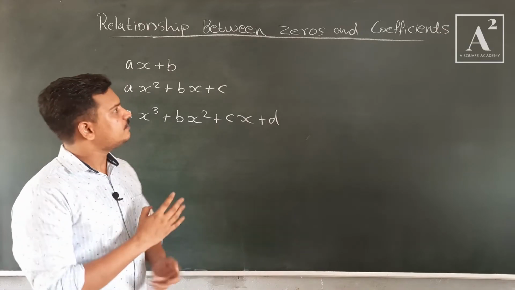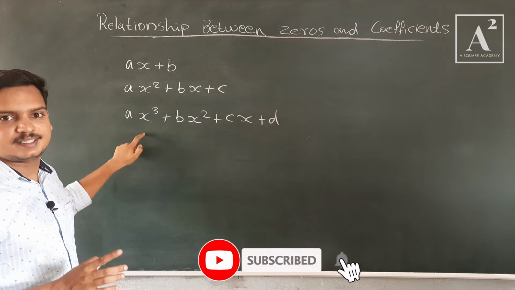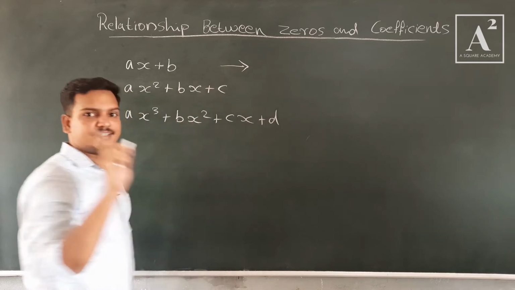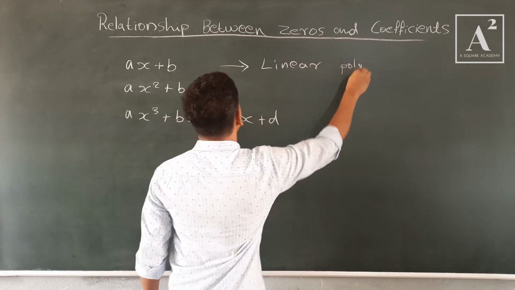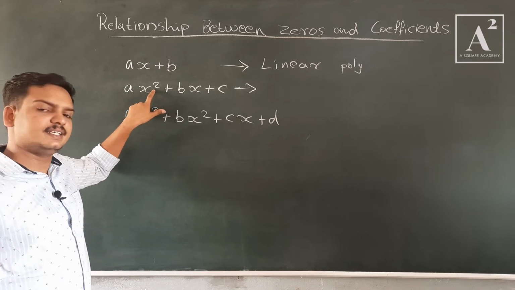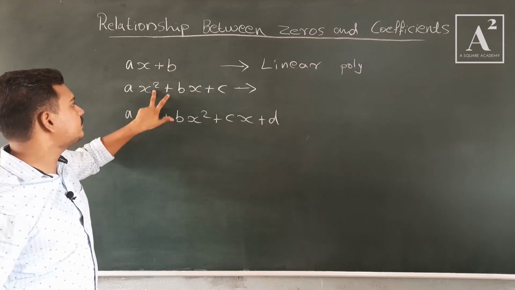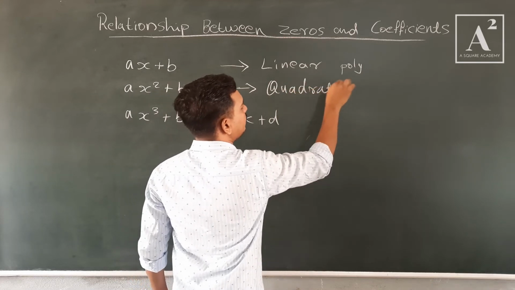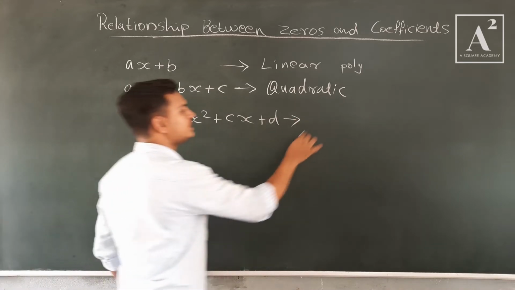Before looking into the relation between zeros and coefficients of a polynomial, we must have an idea about these three. The first one that you are familiar with is a polynomial of degree 1, so we can call this one a linear polynomial. The second one is a polynomial of degree 2. We have already discussed what degree is in the previous session. Degree means the highest power of the variable. Here the highest power is 2, so we can call this one a quadratic polynomial. And the third one, here the highest power is 3, so we can call this one a cubic polynomial.